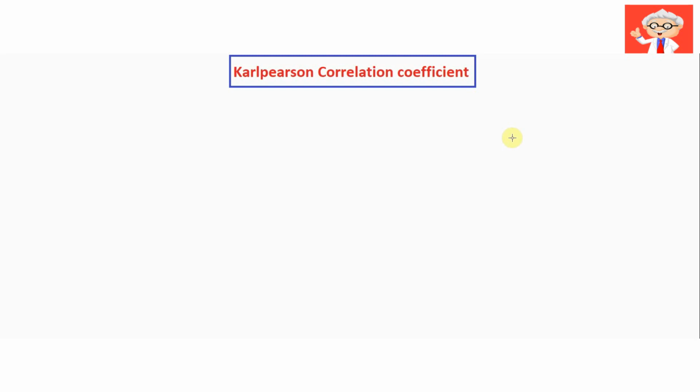In the previous section, we studied the definition and types of correlation. But today, in this video, we are going to study the Karl Pearson correlation coefficient. It means how we can calculate the correlation between any two variables.